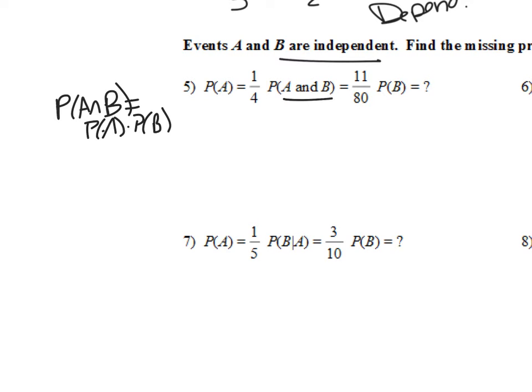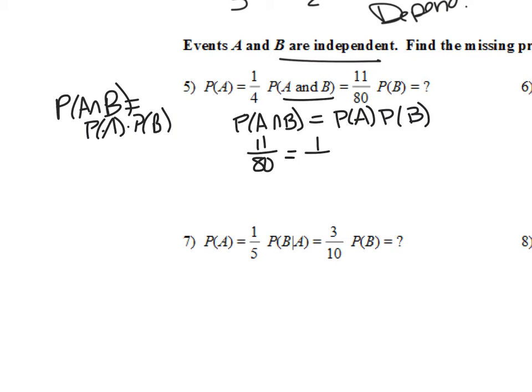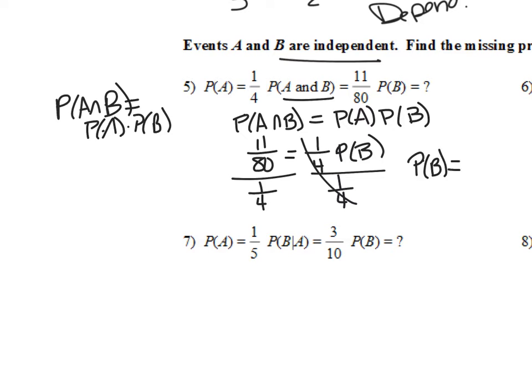So they're telling you the probability of A and B. So this is the one that I can use, the probability of A times the probability of B. So the probability of A and B is 11 over 80. The probability of A is 1 over 4. But I don't know what the probability of B is. I'll just divide. These cancel out, and I find out that the probability of B is 11 out of 20.